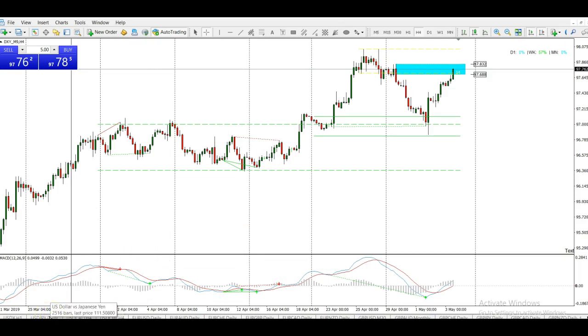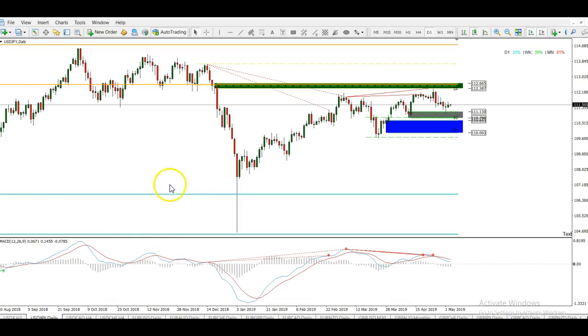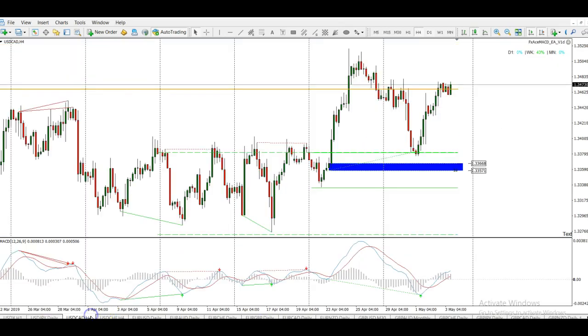Okay, so next we'll look at the US dollar Japanese yen. Okay, so nothing happened on it on the daily. This was the daily trade that happened a few days ago, so we're not expecting anything on it today.